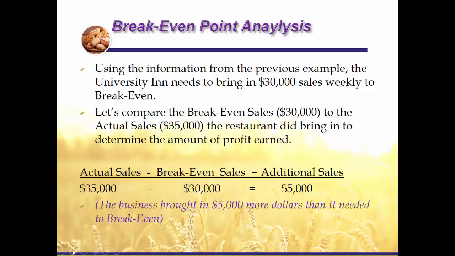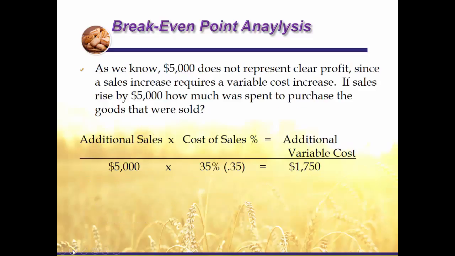Using the information from the previous example, the University Inn needs to bring in $30,000 in sales weekly to break even. Let's compare the break-even sales, $30,000, to our actual sales at $35,000. The restaurant did bring in more, so we can determine the amount of profit earned. We have 35,000 minus our break-even sales of 30,000, that gives us additional sales of $5,000. So basically what it's saying here is the business brought in $5,000 more than it needed to break even. That's always a good thing, right? We like raising our profit.